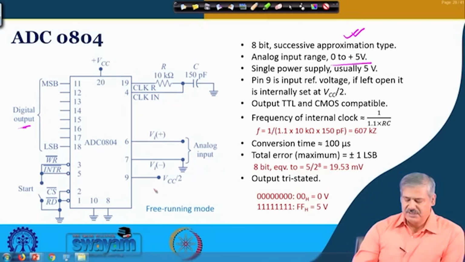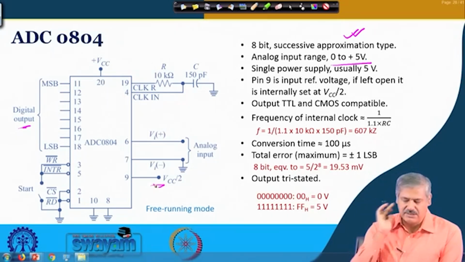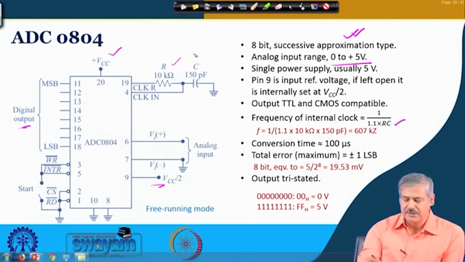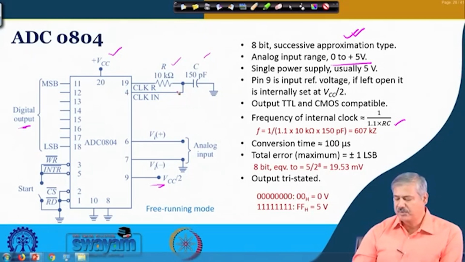This is the input reference voltage. On its own, internally it is set as VCC by 2, right. This is your VCC. If you want to set it to a different value, we shall see how it can be set. Output is TTL and CMOS compatible. The frequency of the internal clock is given by this formula, and if you put R and C in this manner, 10 kilo ohm and 150 picofarad, these are some standard values. So the frequency is 607 kilohertz, right. Conversion time is roughly 100 microsecond, and the total error maximum that we have just discussed is plus minus 1 LSB.